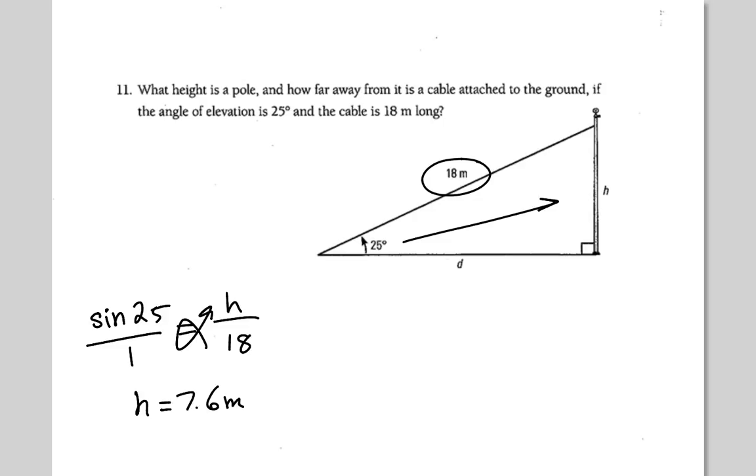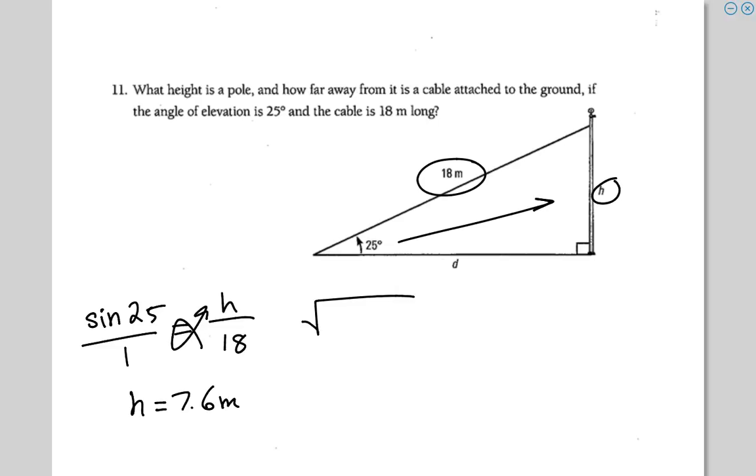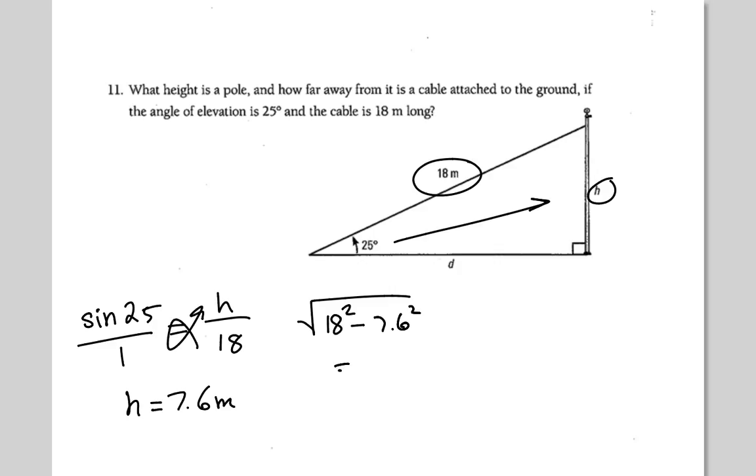And now that I have this side, I can do a short side Pythagoras. So 18 squared take away 7.6 squared. All in the square root house, and I get that this is 16.3. So D is 16.3, H is 7.6. So that question's done. It's not asking for this angle, but I know that 25 and some other number have to add to 90, so that is up there as 65.